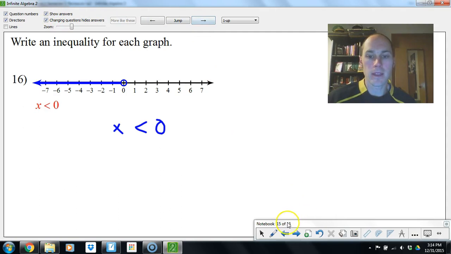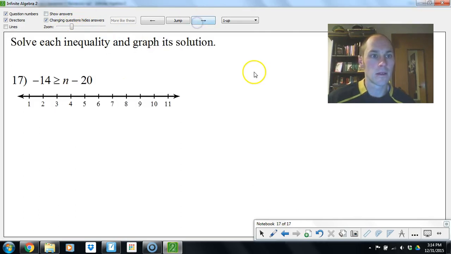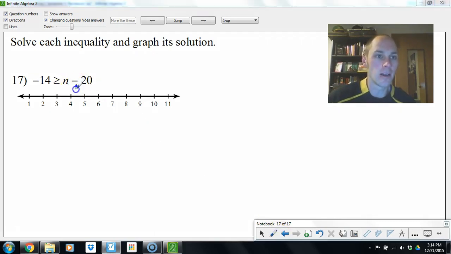All right, next one. There we go. So negative 14 is greater than or equal to n minus 20. So it's just like solving an equation. You get the n all alone, so we add 20 to both sides. So we're left with 6 greater than or equal to n.